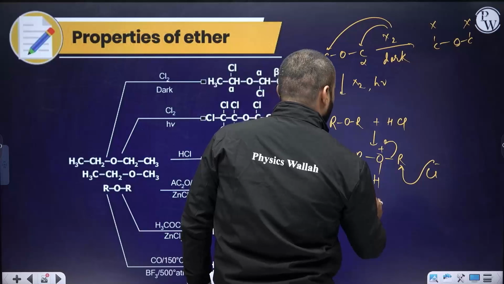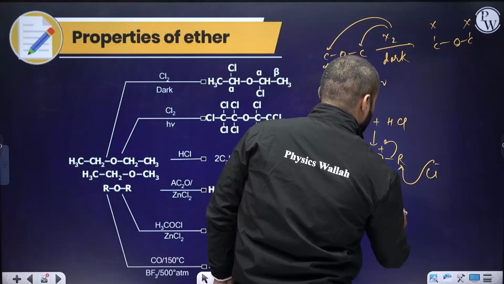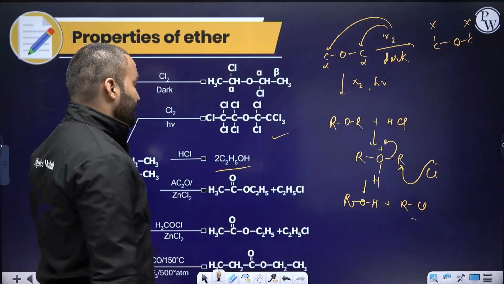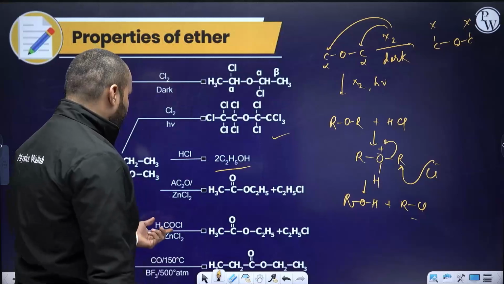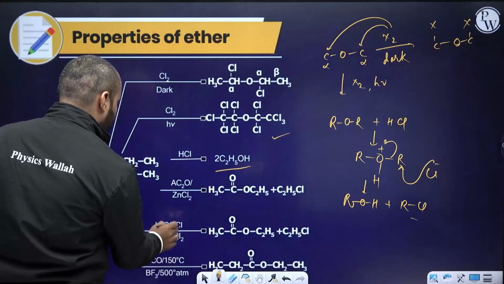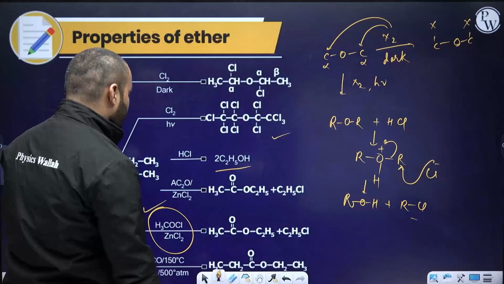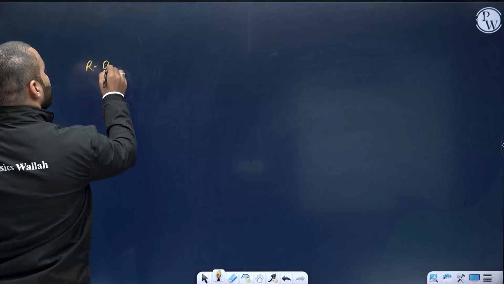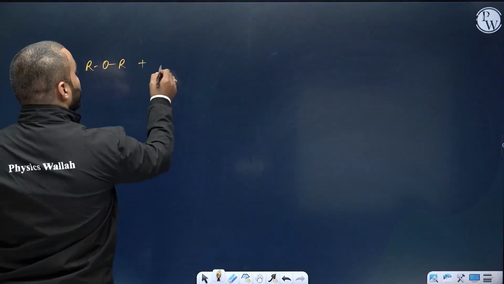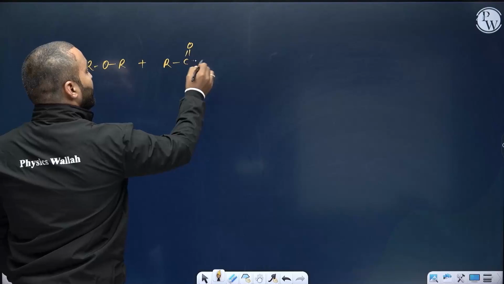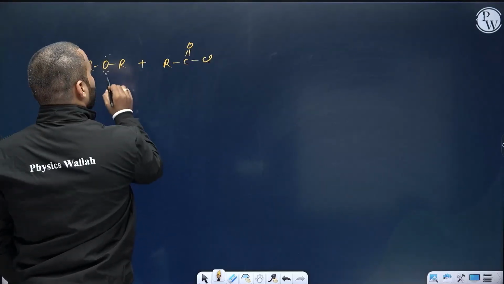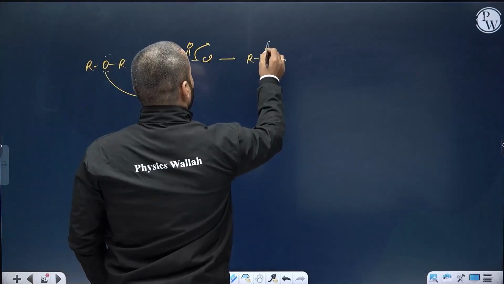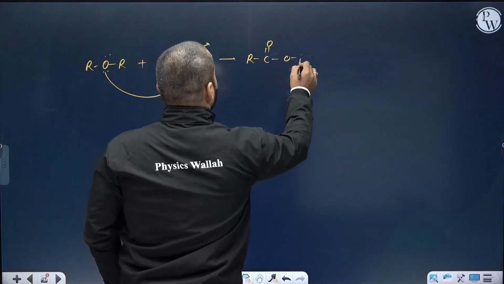So the compounds generated will be ROH plus RCl. See this, guys, ethanol is formed plus RCl is formed if you treat it with HCl. But I want you to focus on this particular reaction first. This reaction, guys, is very, very, very important. Let's say I have R oxygen R with RC double bond O Cl. The lone pair present on the oxygen will attack over here and this Cl will be lost. So RC double bond oxygen, and the compound obtained will have this molecule.